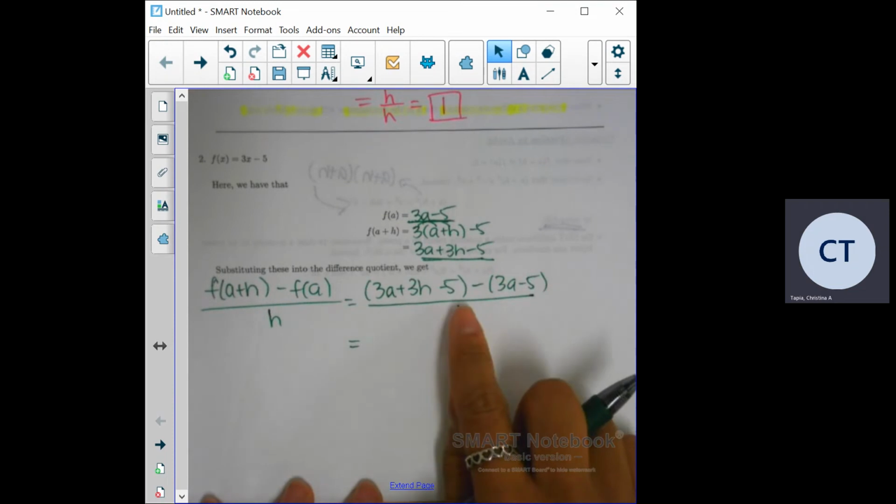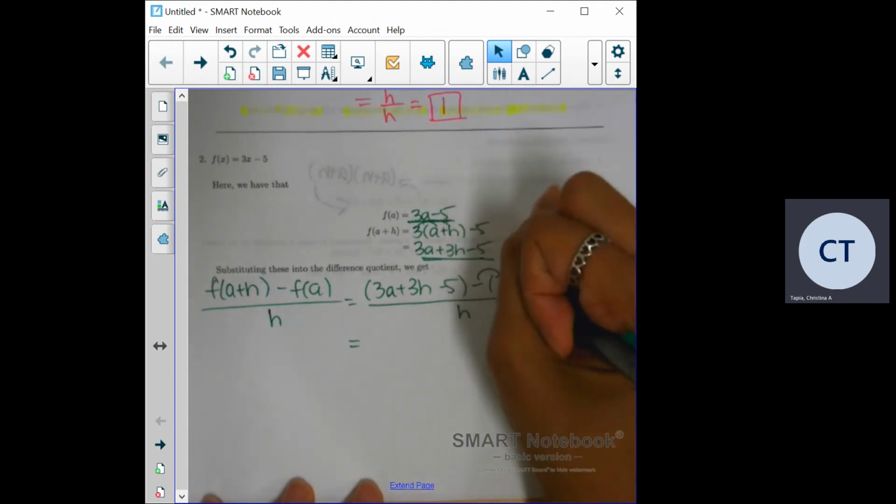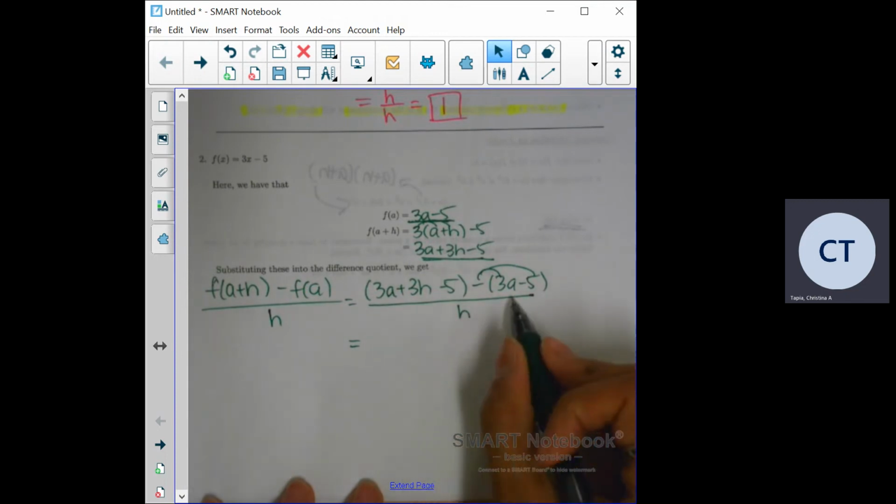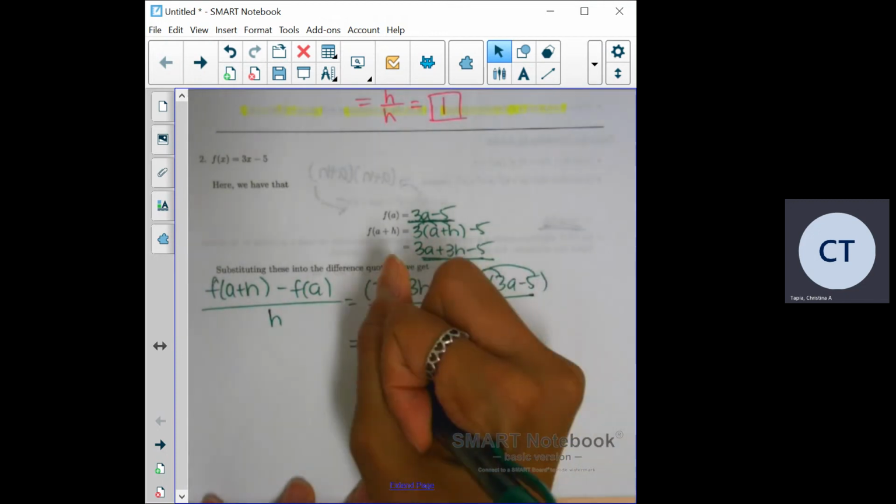Carlos, looking in the numerator, ignore the h in the denominator. What can I do in the numerator to simplify? Distribute the negative again, and based on the discussion we just had, hopefully both of those things go away. If they don't go away, don't just cancel them. We might have messed up.